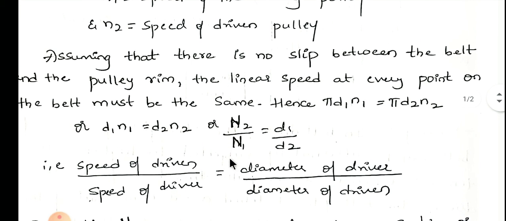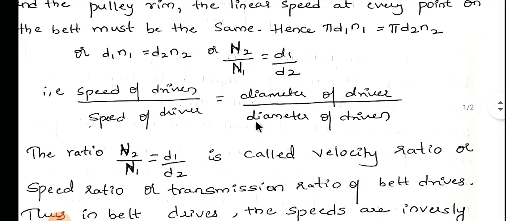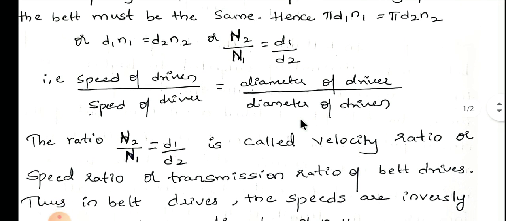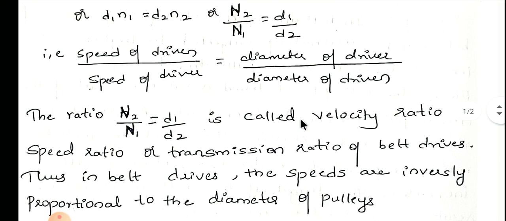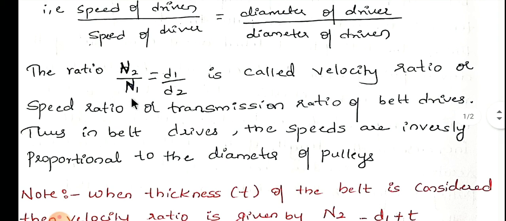As per the velocity ratio definition, it is the ratio of the speed of the driven pulley to the speed of the driver pulley. It is equal to the diameter of the driver pulley to the diameter of the driven pulley. This velocity ratio is also called the speed ratio or transmission ratio.